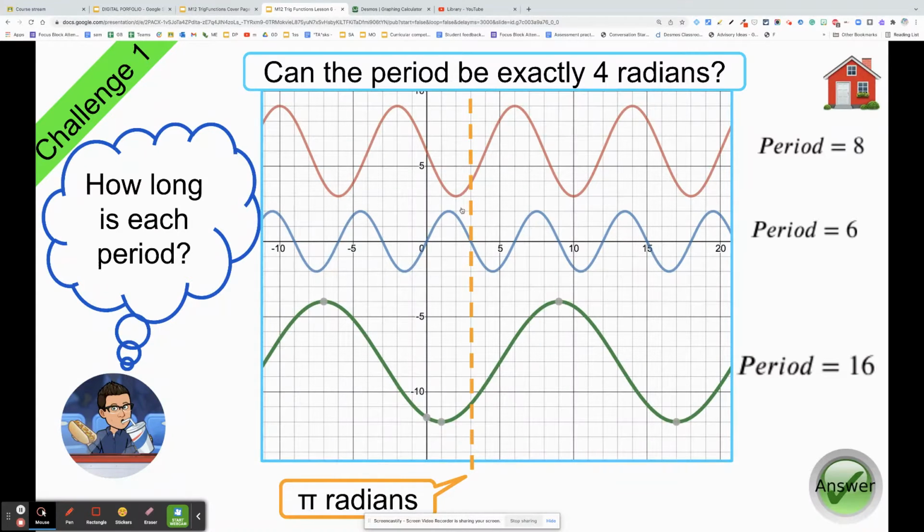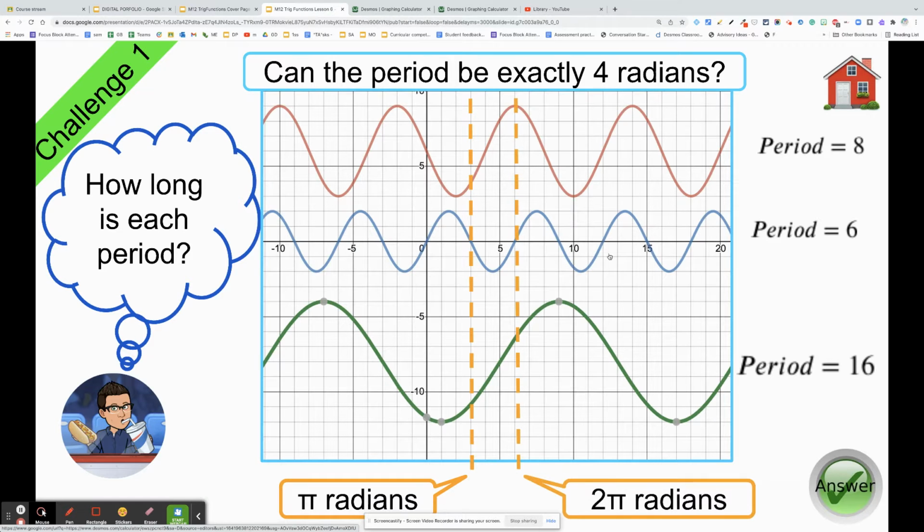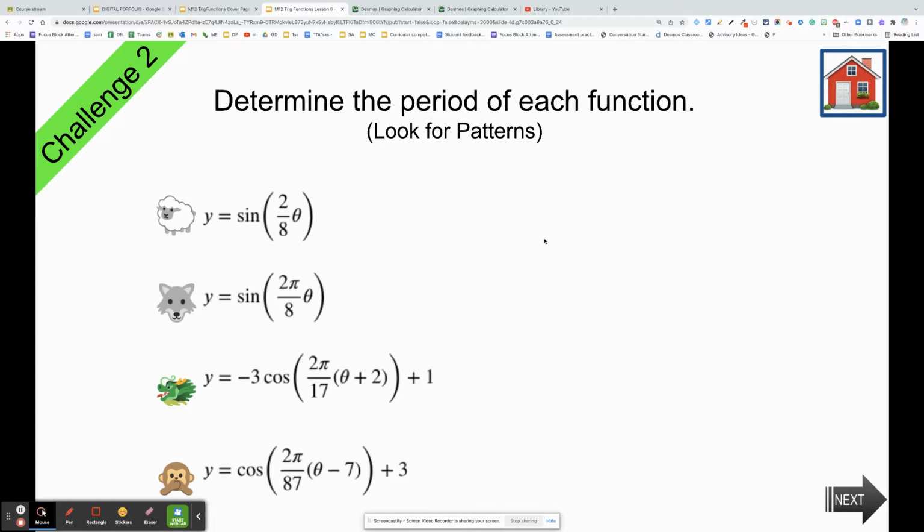Pi is still in there. Pi radians is still there. It's just that, and here's 6.2 radians, which is just a little bit more than 6. So what we're going to do today is figure out how we can take control of these graphs and create functions that are easier to play with.